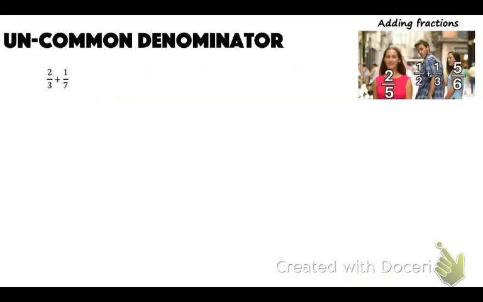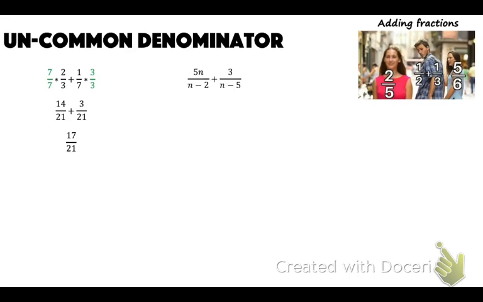So if we had like 2/3 plus 1/7, well, I need to get a common denominator, so I'm going to multiply that first one by 7, and I'm going to multiply the second one by 3. So I get 14/21 plus 3/21, which equals 17/21.